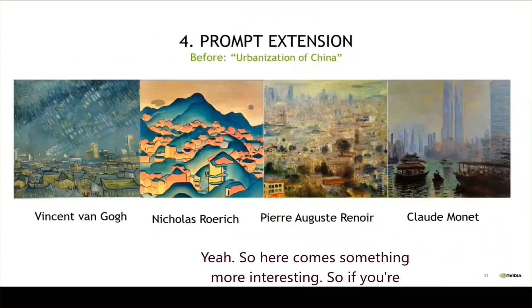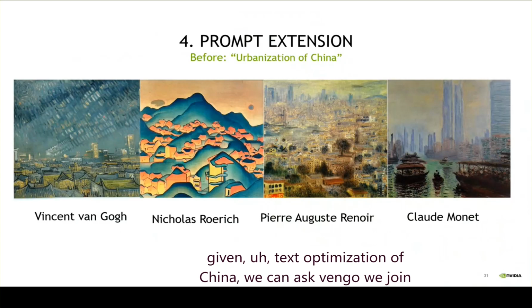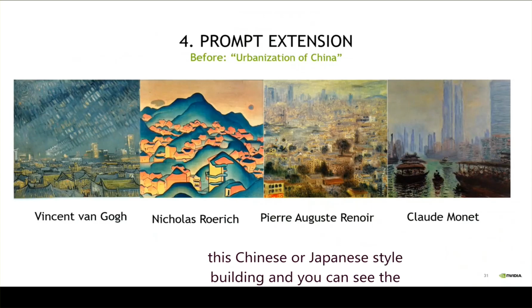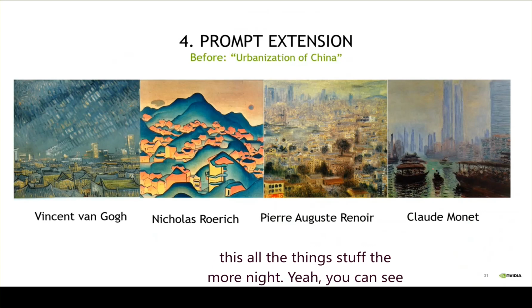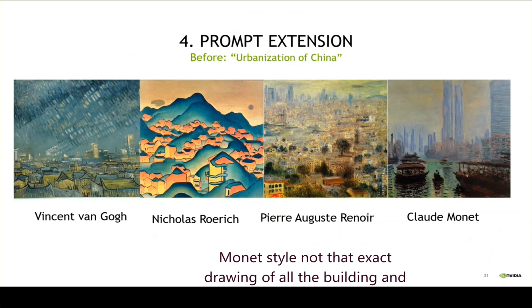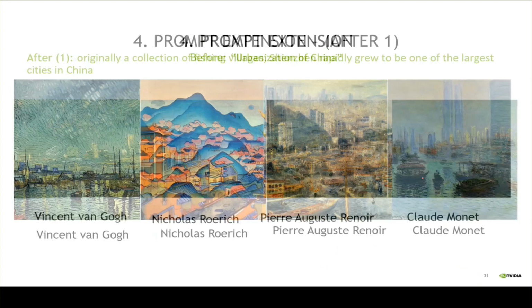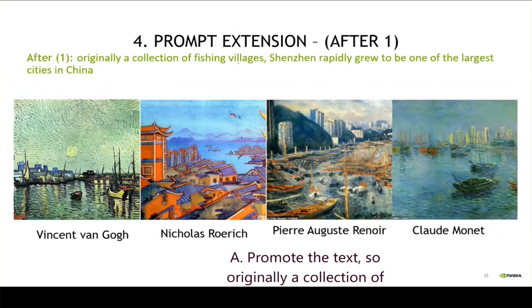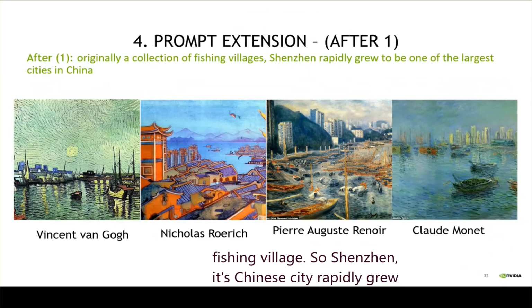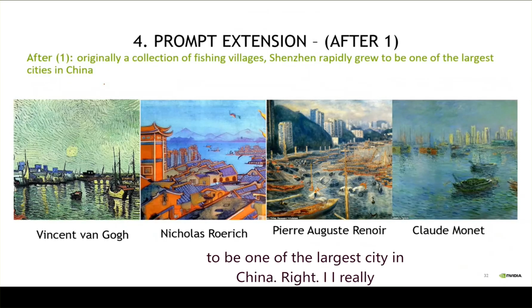Yeah, so here comes something more interesting. If you are given the text "urbanization of China," you can ask Van Gogh to draw this, a Chinese or Japanese style building, and you can see the high building here, this really tall square building. With Monet, you can see Monet style, not that exact drawing of all the buildings and the fishing boat. And this is actually the extended prompt text: originally a collection of fishing villages, Shenzhen is a Chinese city that rapidly grew to be one of the largest cities in China, right?